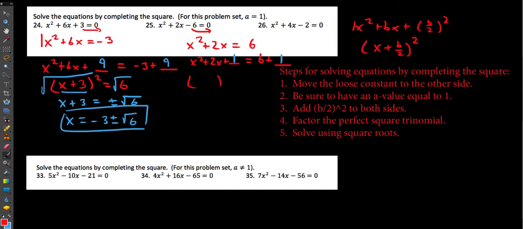The left side now has to factor into the square of a binomial. As a matter of fact, it has to be x plus 1 squared, since half of 2 is 1, and this equals 7. Just like last time, we're in a position now where we can take the square root of both sides. So we get x plus 1 equals plus or minus root 7.